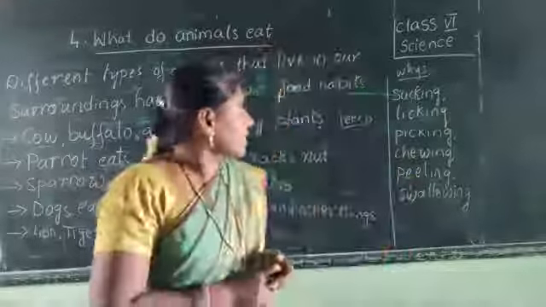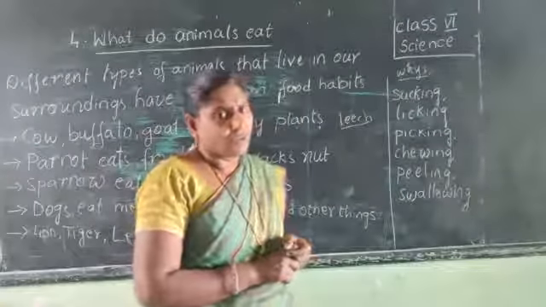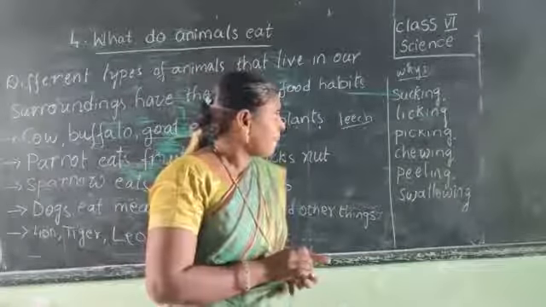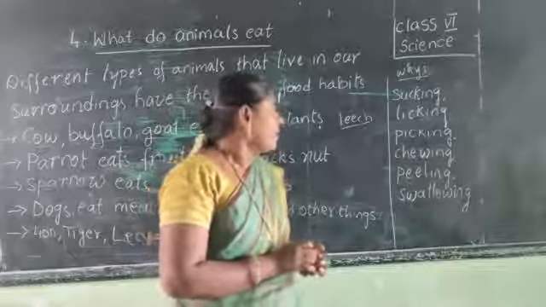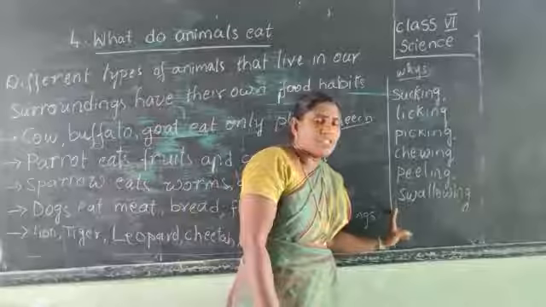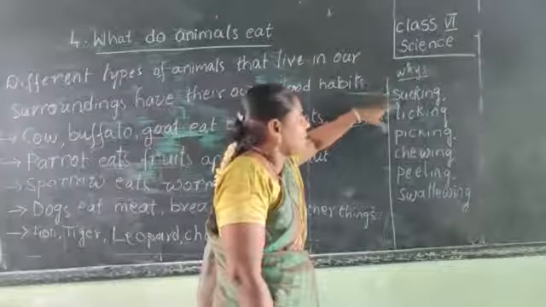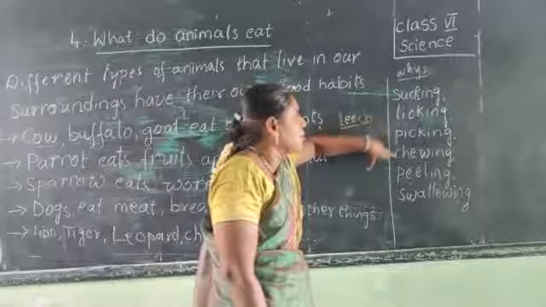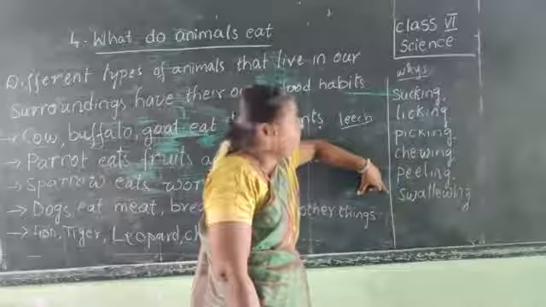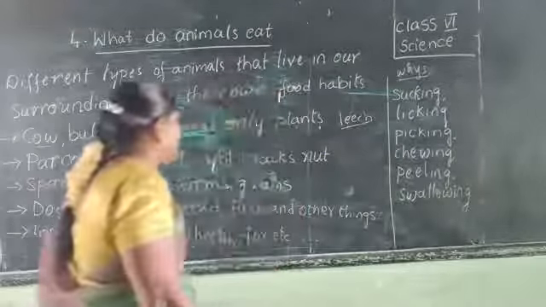So, we have discussed different ways to get the food. What are the different ways to get the food? Sucking, licking, picking, chewing, peeling, and swallowing. These are the different ways to get the food.